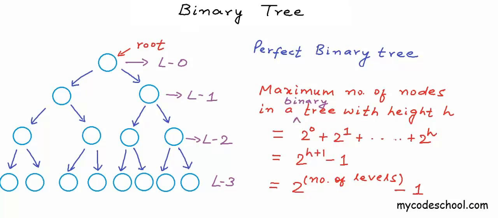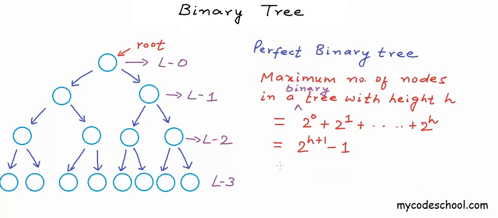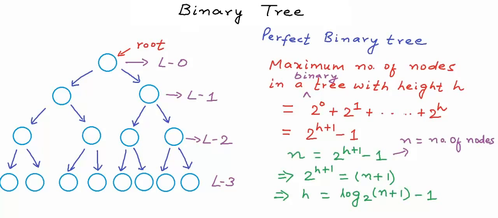Okay, I can ask you this also. What will be the height of a perfect binary tree with n nodes? Let's say n is the number of nodes in a perfect binary tree. To find out the height, we'll have to solve this equation. n equals 2 to the power h plus 1 minus 1. Because if height is h, the number of nodes will be 2 to the power h plus 1 minus 1. We can solve this equation and the result will be this. Remember, n is the number of nodes here. I'll leave the maths for you to understand. Height will be equal to log of n plus 1 to the base 2 minus 1.